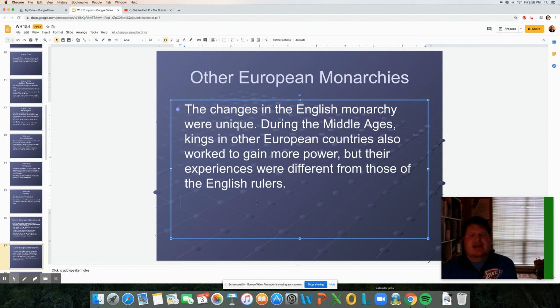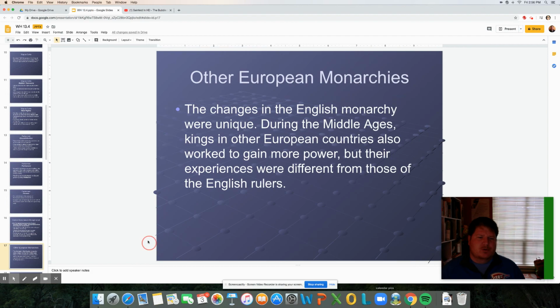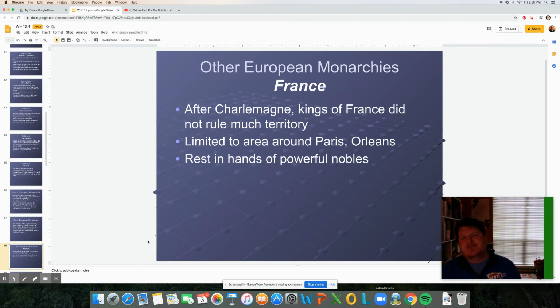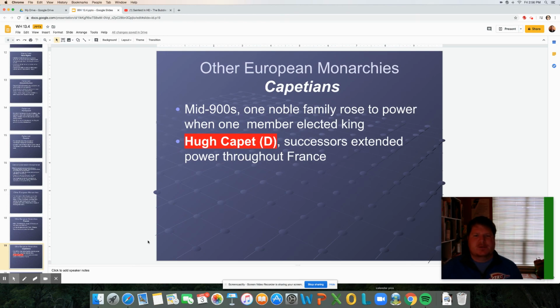We see that other kings and monarchies, especially throughout Europe, were trying to gain more power, not just in England but in other parts of the world. So this became a bit of an issue at times. France, after Charlemagne, the king of France did not rule much of the territory, limited to the area of Paris and Orleans, and power rested in the hands of the powerful nobles. We see the Capetians. In the mid-900s, one noble family rose to power, and one member was elected king. Hugh Capet's successors extended the power throughout France.